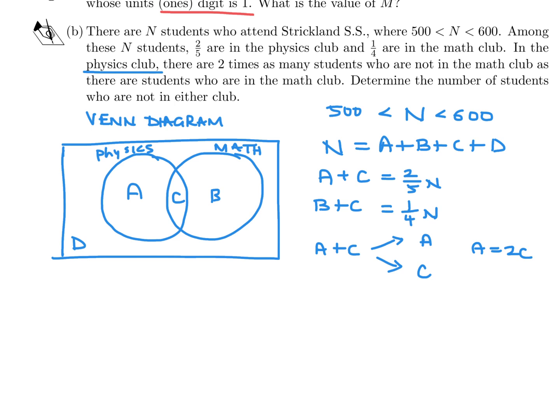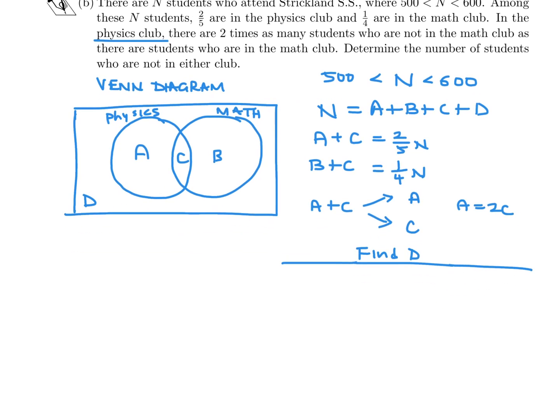And that is the interpretation of that sentence. And then what are they saying? Determine the number of students who are not in either club. So then eventually we have to find D. So this is the setup of this question. That's all I've done so far, just set it up. So now let's try to solve it using whatever equations we have.